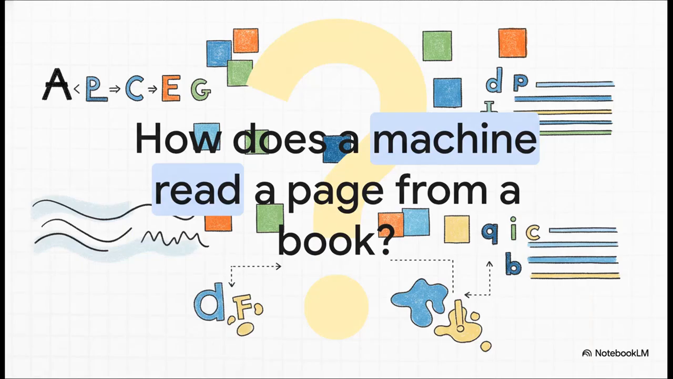I mean, it seems so simple for us, right? We just look at it. But for a computer, a page of text is just, well, a bunch of meaningless pixels. So how in the world does it learn to tell an A from a B and then string all that together into words and sentences that actually make sense?